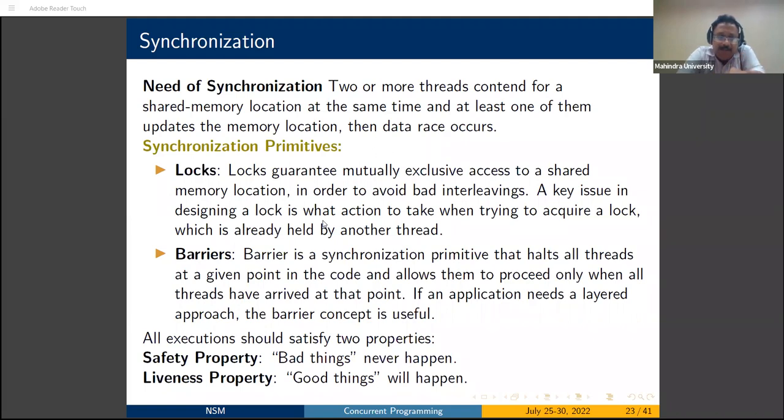Usually a key issue in designing a lock is what action to take when trying to acquire a lock which is already held by another thread. In that context, threads may spin on the same memory location or spin on different memory locations. If threads spin on the same memory location, what will happen? Cache coherence traffic is going to increase. If threads spin on different memory locations, we can reduce the cache coherence traffic.